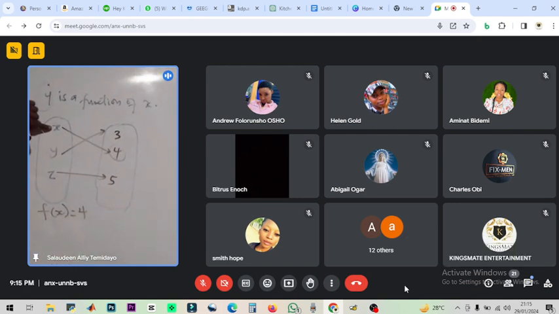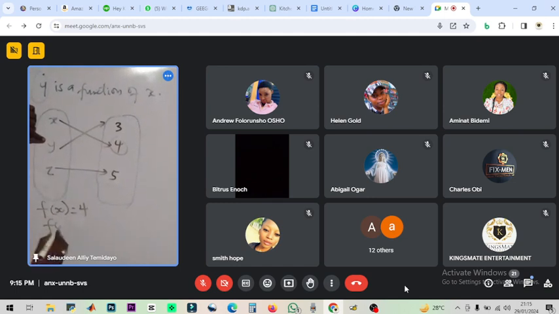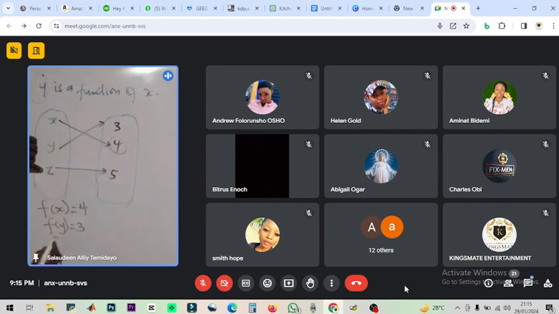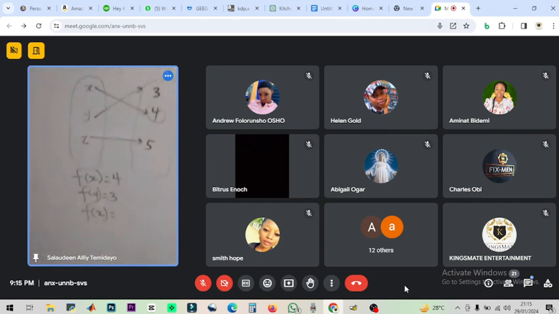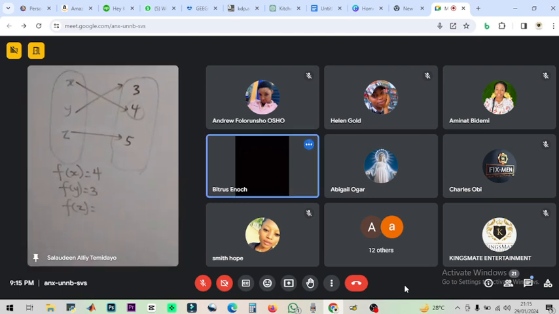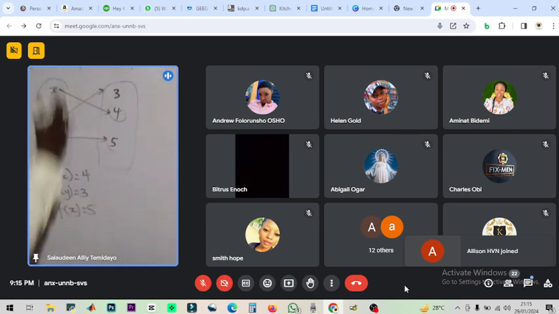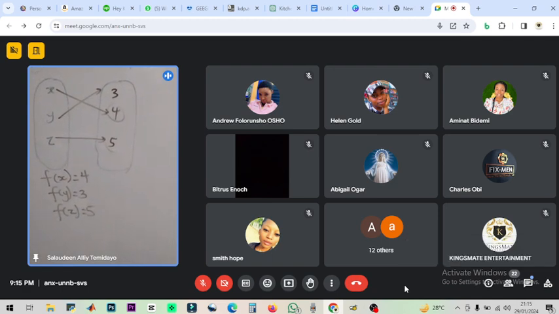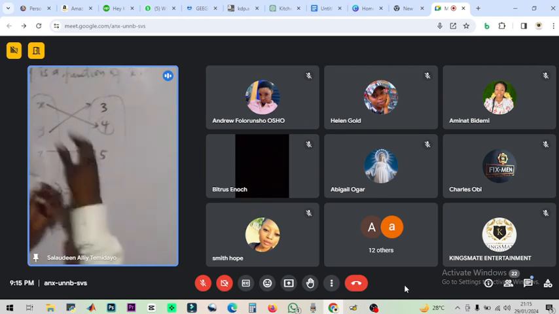That's how it comes. f of y equals 3. And f of z, what is f of z, guys? Who will tell me? 5. Thank you. So these are the images of this particular subset. When we look at function, that's the first thing I want us to get. Those are the things they wrote in the material.